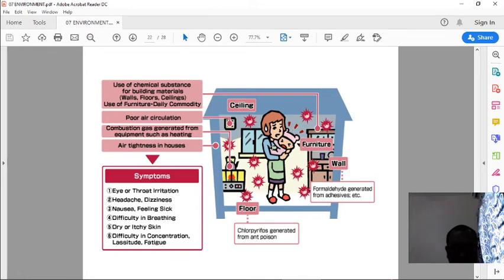Like this one, the symptoms affecting your wife, your husband, your children, having poor air circulation, high usage of chemical substances, gases, or air tightness in houses, whereby the air is very still and doesn't have any ventilation. It can generate formaldehyde from adhesive, and chlorpyrifos generated from ant poison. So be careful.